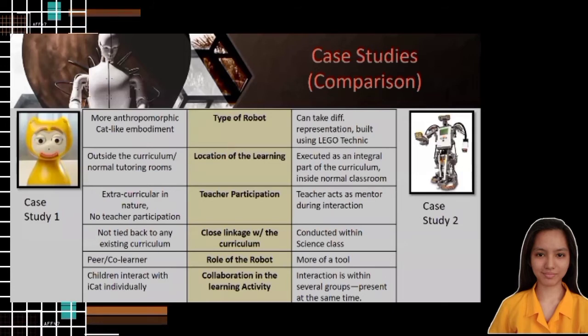Lastly, how's the collaboration going on so far? Well, children would interact with ICAT individually, whereas with Mindstorm, there is an obvious robot-learner interaction in Case Study 2 within several groups at the same time.